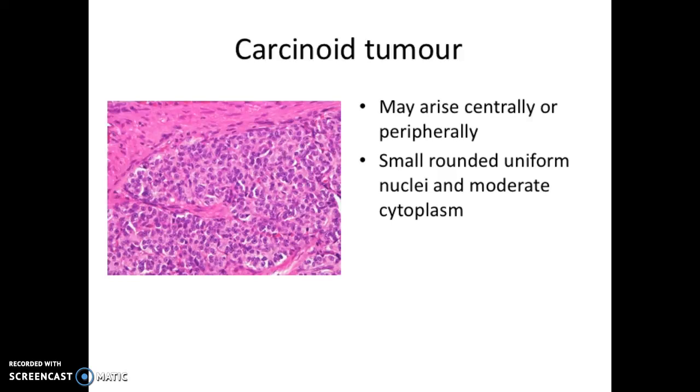Carcinoid tumor is a type of neuroendocrine tumor, but it's not a carcinoma as yet. So it may arise centrally or peripherally, and it's composed of small rounded uniform nuclei with moderate cytoplasm. It has a fine chromatin, salt and pepper chromatin, like neuroendocrine carcinoma or small cell carcinoma, but it's not malignant.